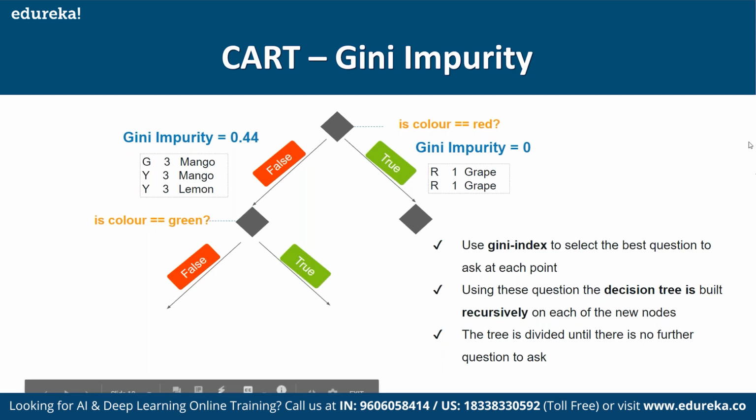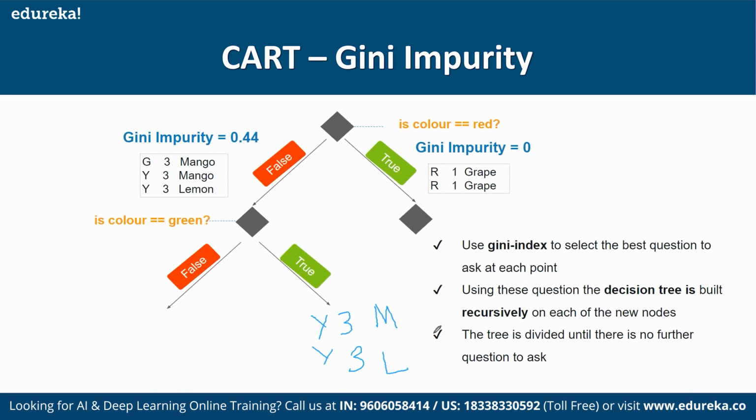There's no further question to ask. So here we don't have any more questions to ask. All the questions are exhausted because we can't split this anymore. Here what we'll be getting is yellow, yellow, 3, 3, mango and lemon. We can't split this any further because these are all the same. So over here we are getting a pure node.